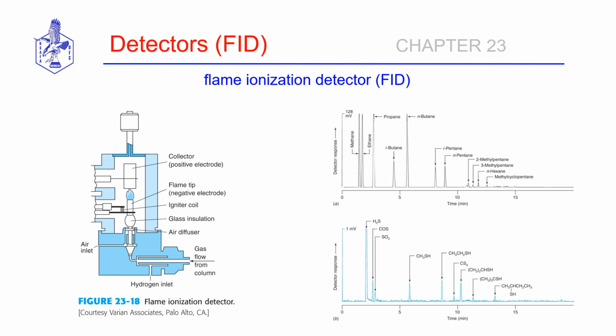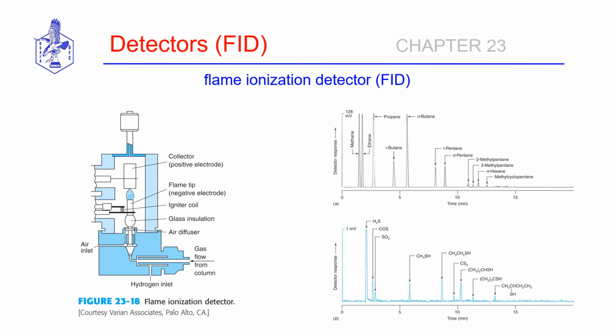The next most common detector in a GC is a flame ionization detector. That's an FID. Unlike a TCD, it is not general response. It's only going to respond to substances that are combustible, so it's really good for organics. It is more sensitive than a TCD, so that's an advantage.